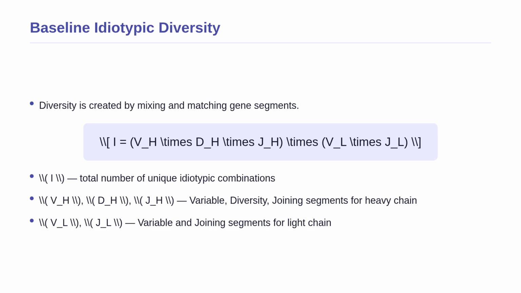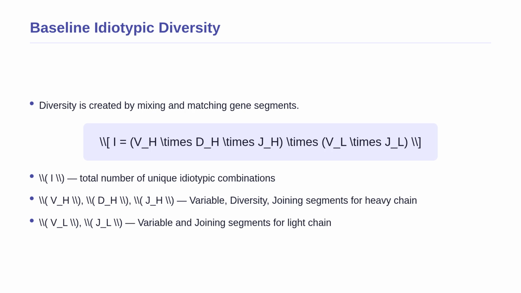Knowing how crucial idiotypes are in clinical settings, let us look at the mathematics of how the body generates so many of them. The unique idiotype is created by randomly mixing and matching different gene segments in the DNA. This formula calculates the baseline combinatorial diversity. The variable I stands for the total number of unique idiotypic combinations.